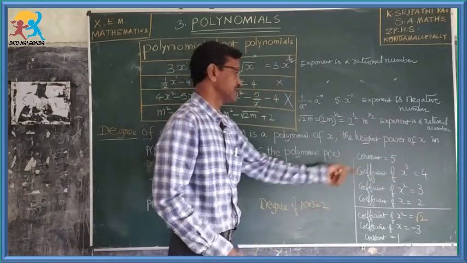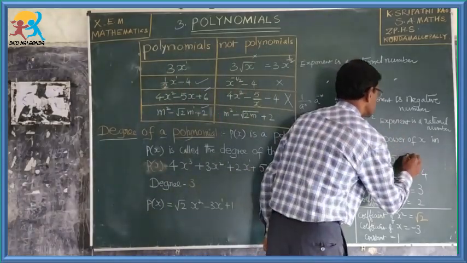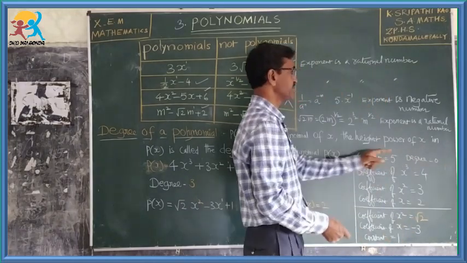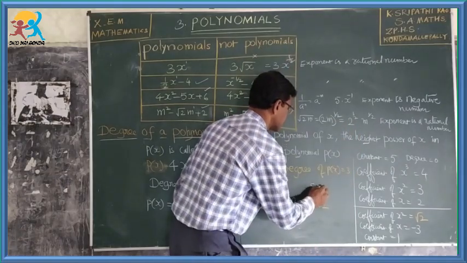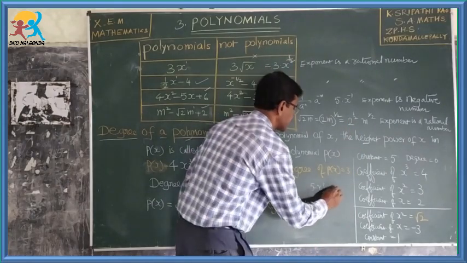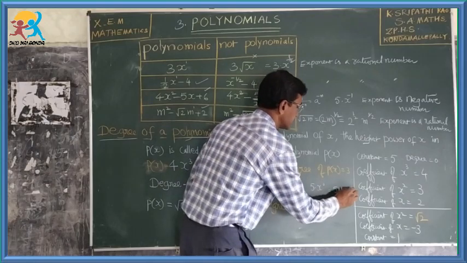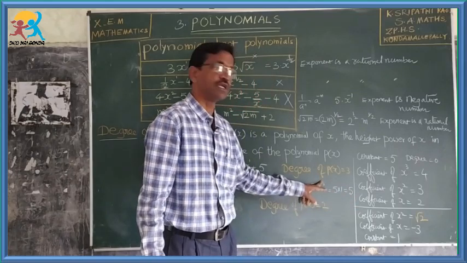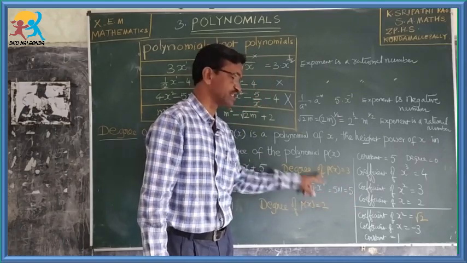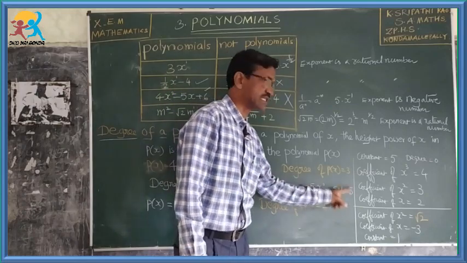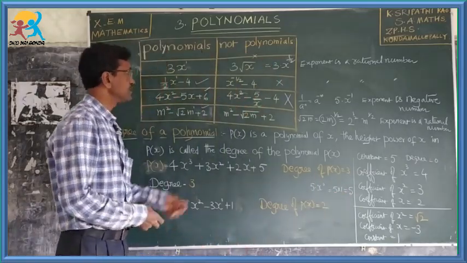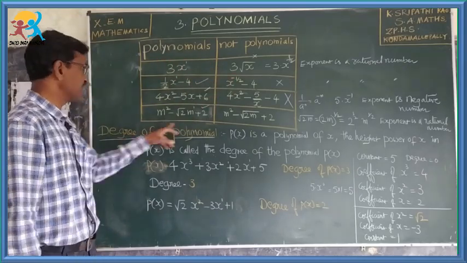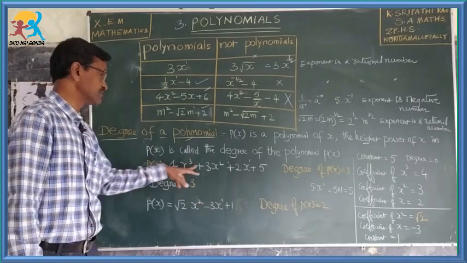So you have to write the degree of the constant term is 0. Why? Because 5 can be written as 5 into x power 0. So 5 into x power 0 means 5 into 1, that is equal to 5. Therefore here the exponent of x is 0, and the degree of the constant term is 0. In this way we find the difference between polynomials and not polynomials, and the degree of the polynomial and coefficients of the terms clearly.